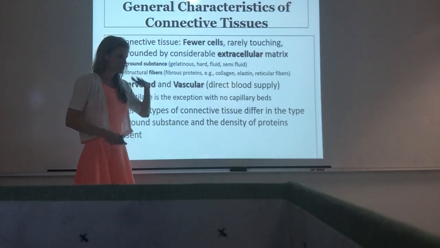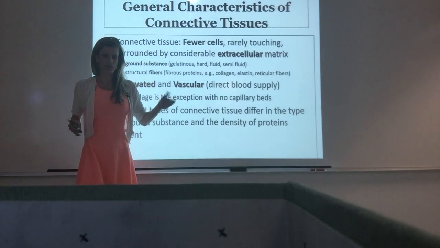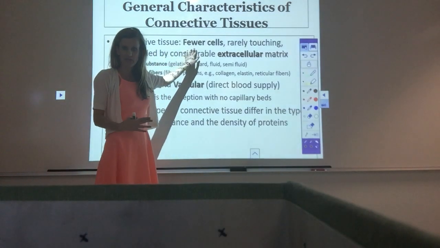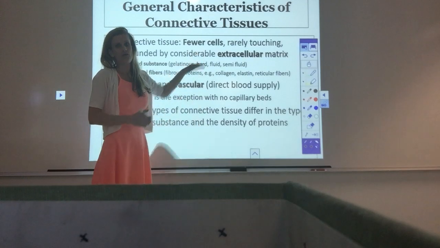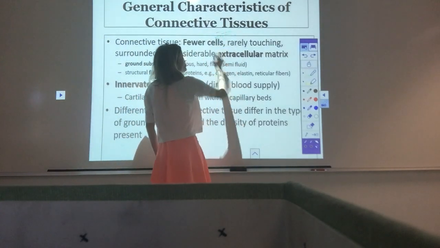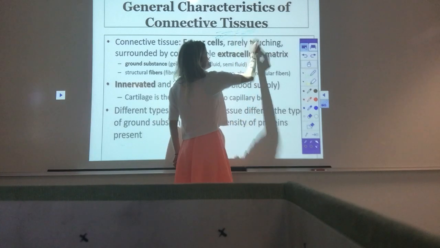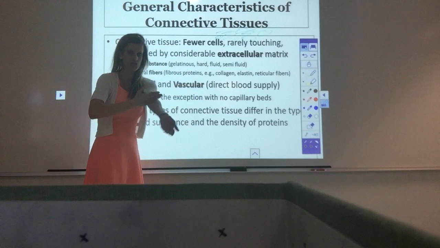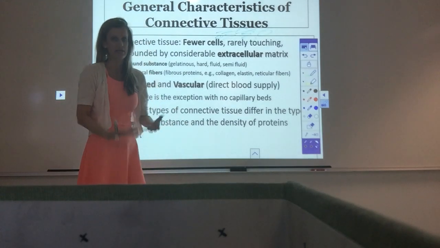So connective tissue, just kind of comparing it to epithelial tissue. It has a fewer or a lower degree of cellularity. So that means fewer cells. So with connective tissue, you might see like a cell here and then a bunch of like protein and then a cell here and then a bunch of protein and then a cell here. The cells are scattered. Epithelial tissue, the cells are bam, bam, bam, bam, bam, right next to each other.